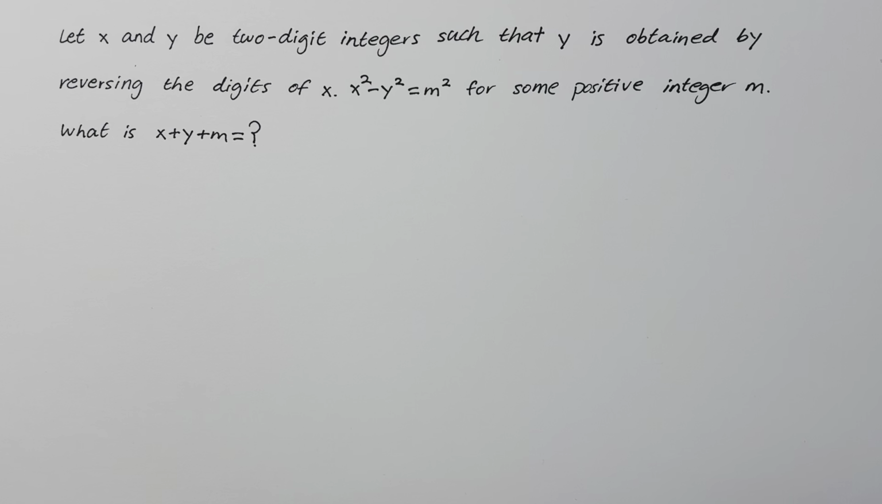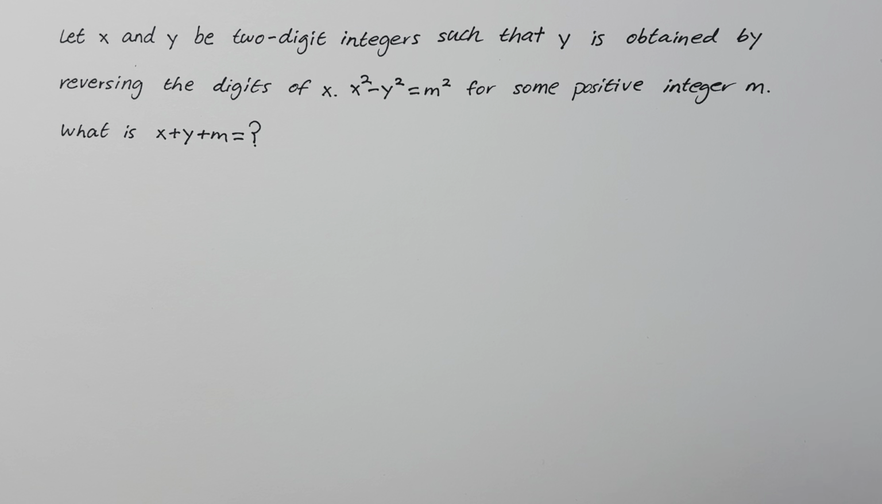Today, we'll deconstruct a problem from the 2005 AMC 10B. Let x and y be two-digit integers such that y is obtained by reversing the digits of x. x squared minus y squared equals m squared for some positive integer m. So what is x plus y plus m? This problem is essentially a system of constraints.